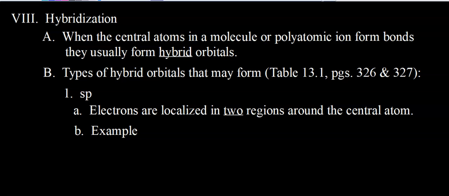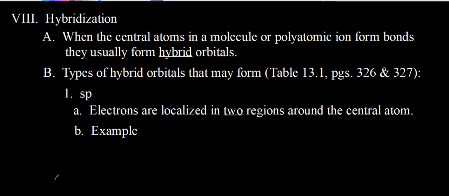So hybrid orbitals says when the central atoms in a molecule or polyatomic ion form bonds, they usually form, not always, but we'll assume that they do, these things called hybrid orbitals. So hybrid orbitals are a mixture of atomic orbitals. By atomic orbitals, I mean s orbitals and p orbitals, and sometimes even d orbitals can combine to make these new hybrid orbitals.